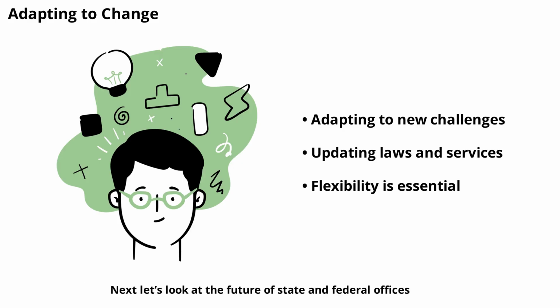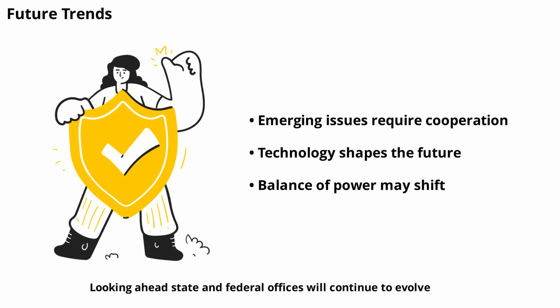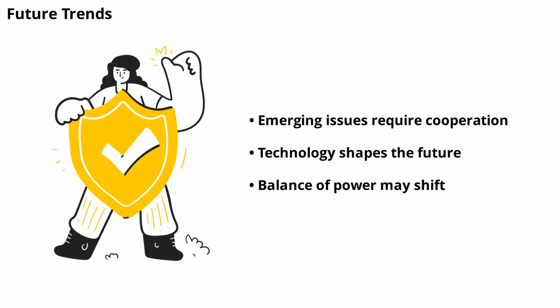Next, let's look at the future of state and federal offices. Looking ahead, state and federal offices will continue to evolve. Issues like climate change, cybersecurity, and healthcare will require new approaches and stronger cooperation. Technology will play a bigger role in how offices operate and serve the public. The balance between state and federal power may shift as new challenges arise.